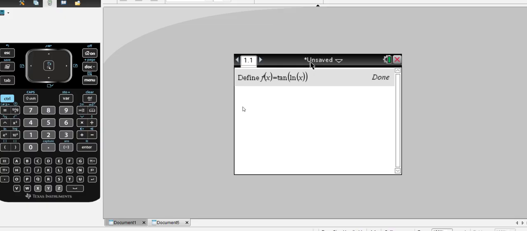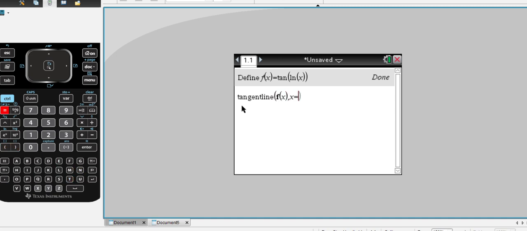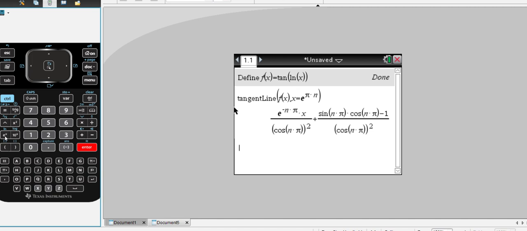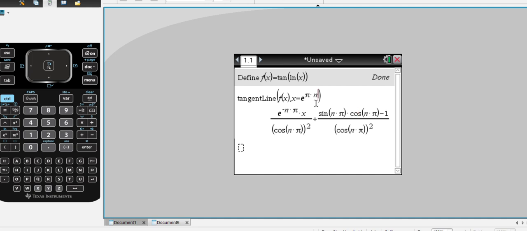And then we're just going to put into the CAS tangent line f of x at x equals e to the power of pi times n. And we get this. Now here, the CAS is assuming that n is a real number. However, we can assume that n is an integer, right?